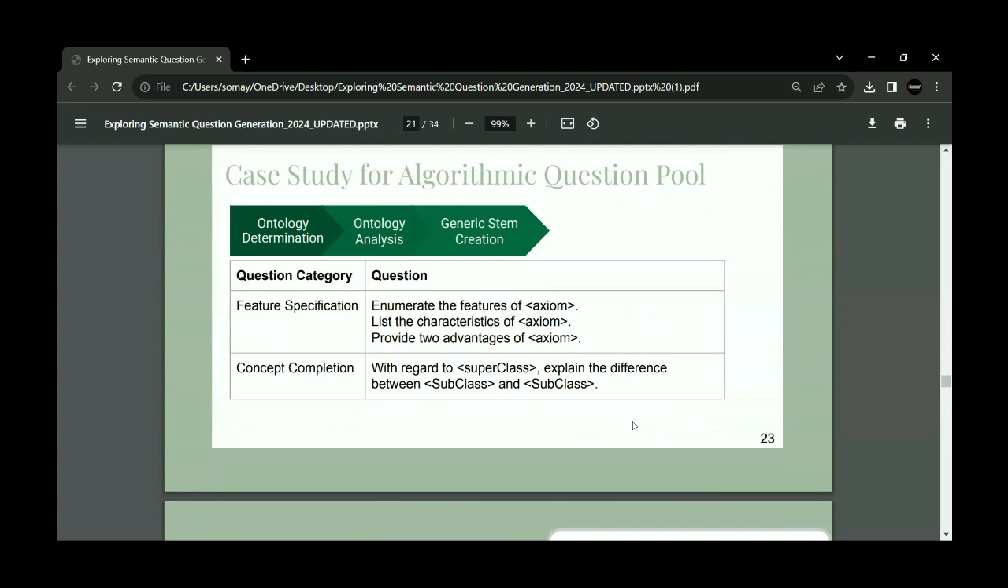Here are more categories, for feature specification and concept completion also. We can ask questions like enumerate the features of this concept, list the characteristics of the concept, provide 2 or 3 advantages of this concept. And for concept completion, we have with regards to the superclass or the class, explain the differences between the subclass and the other subclass.